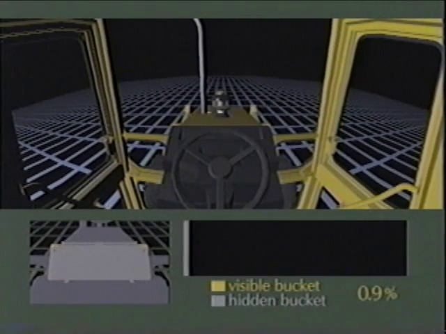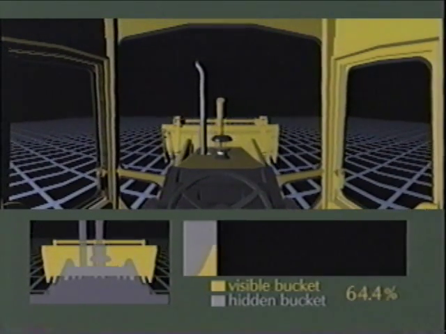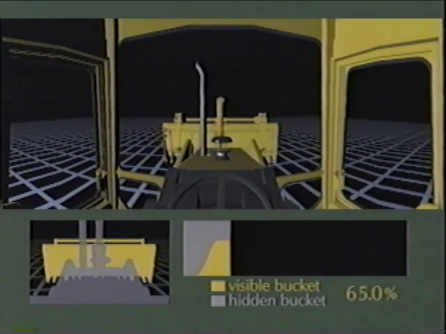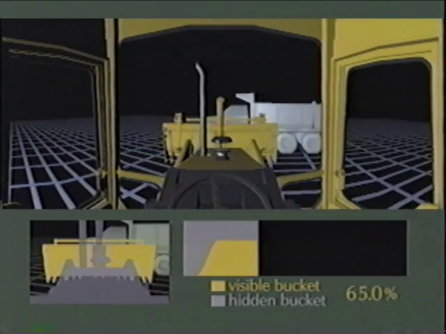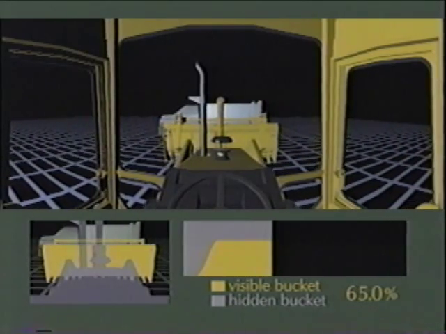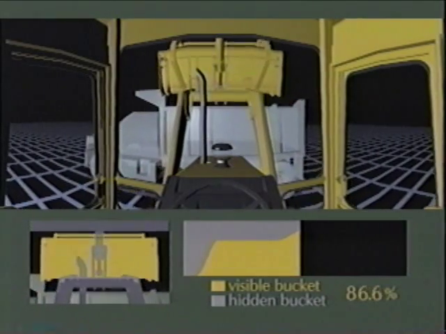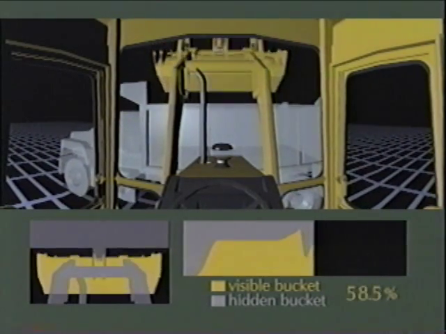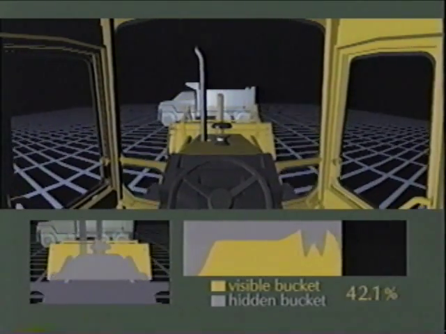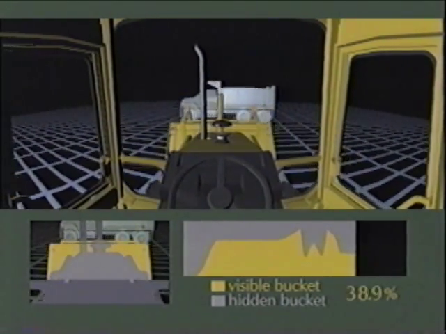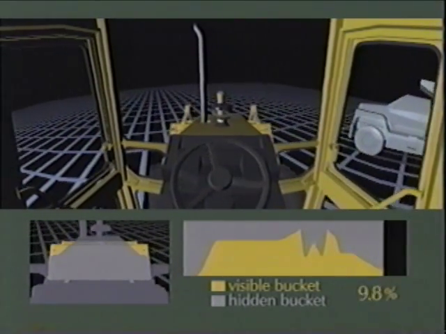Across the bottom, additional windows are added to display bucket visibility information. The lower left window shows the portions of the bucket that are visible and hidden. Yellow areas can be seen, gray cannot. This data is graphed over time to the right, with the current value displayed in the lower right corner. The main camera across the top is positioned at a fixed eye point within the cab. Naturally, an operator would move his or her head to keep the critical portions of the bucket in view.